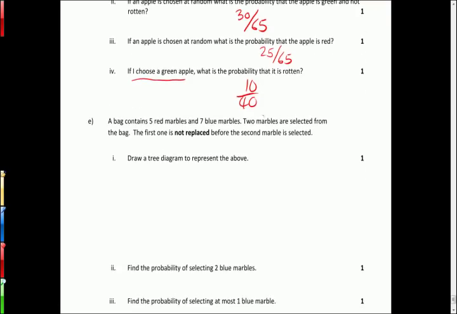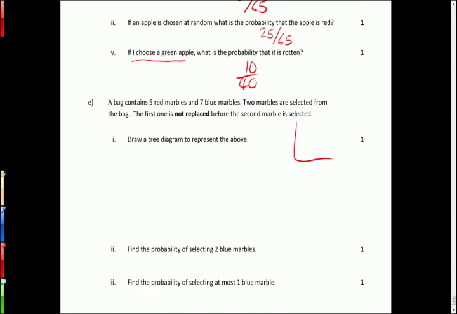A bag contains 5 red marbles and 7 blue marbles. I'd just like to write 5 red, 7 blue. 2 marbles are selected from the bag. The first one is not replaced while the second marble is selected. Draw a tree diagram. Okay. We're going to get red or blue. Not equal probability, so we're going to have to write stuff on the arms.